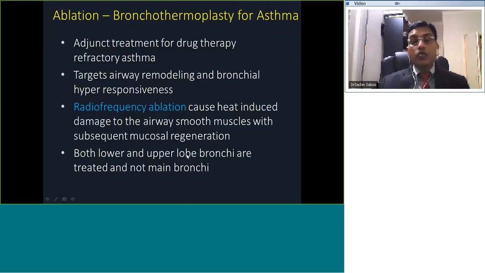This works through the principle of radiofrequency ablation, which causes induced damage to the airway smooth muscles, however subsequently the mucosa of the bronchus regenerates with this procedure. What happens is you treat both the upper and lower bronchi, but not the main bronchi. It causes remodeling of the airway and targets the bronchial hyperresponsiveness. It is basically adjuvant therapy for drug refractory asthma.